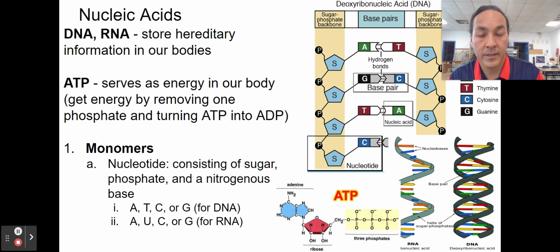RNA also serves as hereditary information. It's going to help transfer the information in DNA into proteins, right? And proteins are what do the work in our body. RNA can leave the nucleus, whereas DNA can't. So how does the structure of it lead to its function?